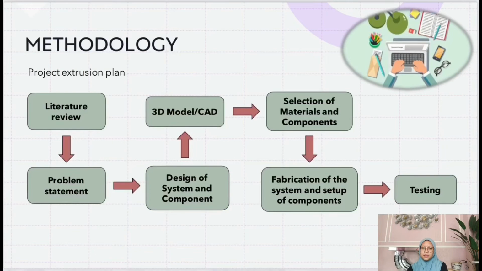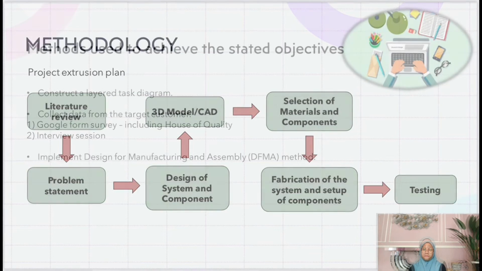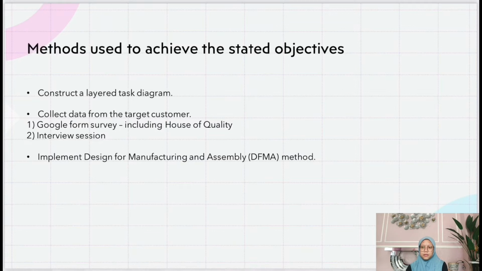Assalamualaikum and hi, my name is Khairunnajwa binti Nazzil Saifuddin. Today I would like to present the methodology. Basically, this is our project execution plan, which we implemented while completing our project report. Next, we move to the methods used to achieve the stated objective. The first one is we constructed a layered task diagram, which helps us figure out how users perform the task and how the product should be designed, so that the product can achieve its intended goals.